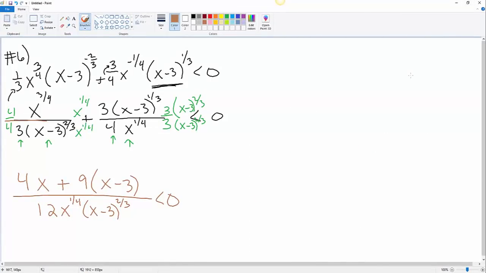For the undefined values, you have to look at the denominator. So for the undefined values, or the domain restrictions, I have x to the 1/4 cannot equal 0, and x minus 3 to the 2/3 cannot equal 0. That means x can't equal 0 and 3, because you set each of those equal to 0 and solve. So those are some values.